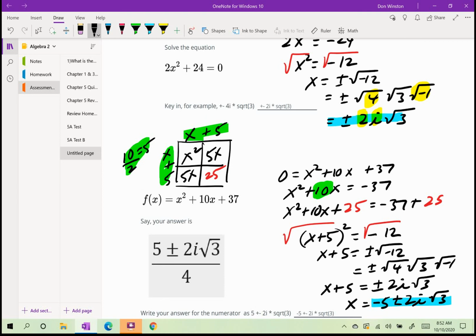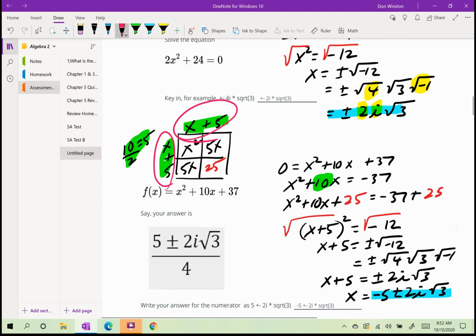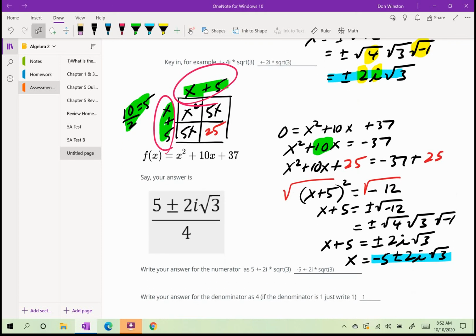So x squared plus 10x plus 25, that's a perfect square trinomial whose sides are x plus 5 times x plus 5. Negative 37 plus 25 is equal to negative 12. Square root both sides, and you get x plus 5 equals plus or minus the square root of negative 12. The largest perfect square factor for 12 is 4. 4 times 3 is 12, so the square root of 4 times the square root of 3 times the square root of negative 1. And then the square root of 4 is 2, and the square root of negative 1 is i. So we have x plus 5 equals plus or minus 2i root 3. Subtract the 5. x is equal to negative 5 plus or minus 2i root 3.